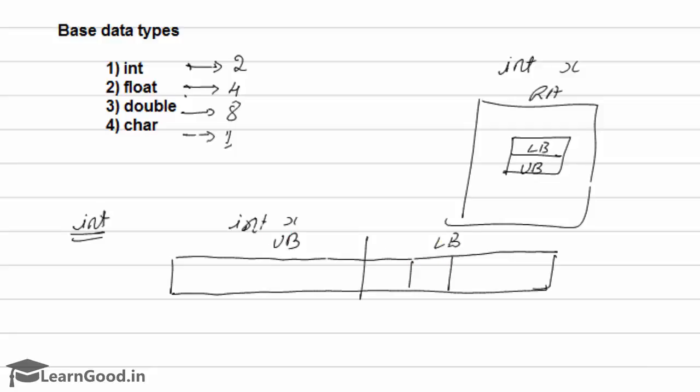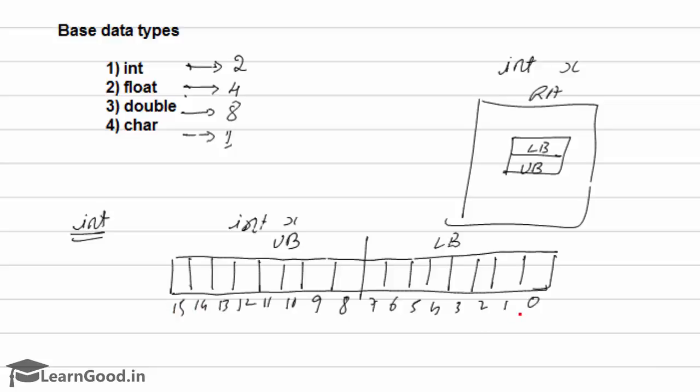The lower byte is made up of 8 bits. We'll number this 0, 1, 2, 3, 4, 5, 6, 7. In the same way, this is the upper byte, again made up of 8 bits. Number it 8, 9, 10, 11, 12, 13, 14, and 15. That is a total of 0 to 15, 16 bits. 16 bits means nothing but 2 bytes. So 0 to 7 is the lower byte, and 8 to 15 is the upper byte.